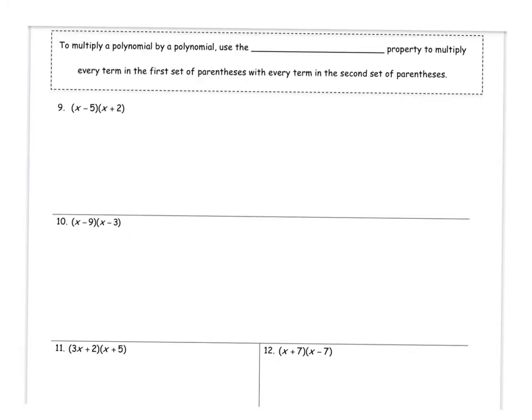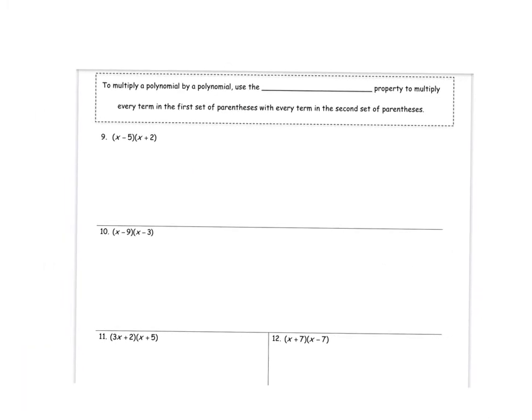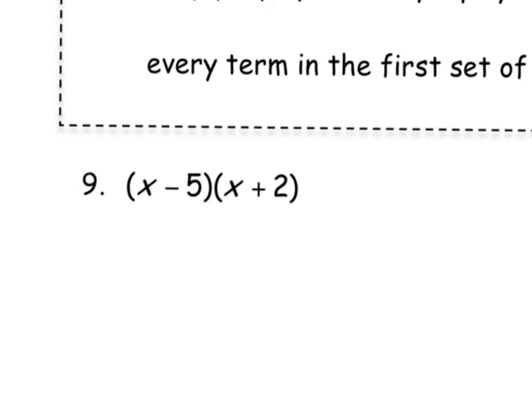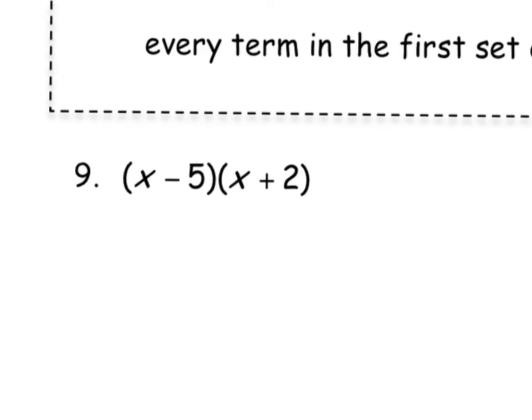To the next one. Okay, so this one's a little bit different, but again, if you have the same basic skills of being able to distribute and multiply and add the exponents, you should be fine. To multiply a polynomial by a polynomial, use the distributive property to multiply every term in the first set of parentheses with every term in the second set of parentheses. So if we look at 9, I have x minus 5 times x plus 2.